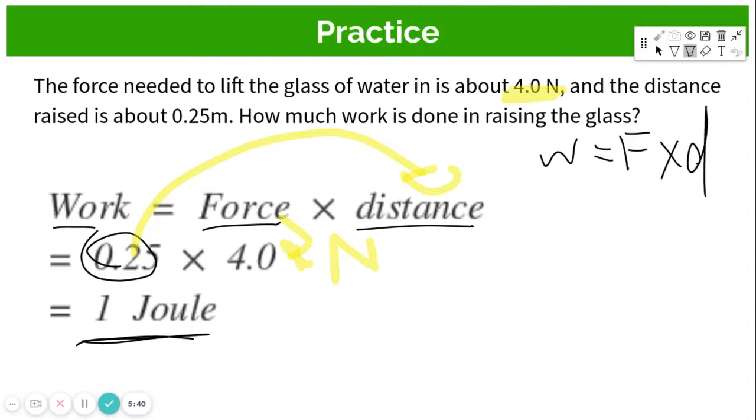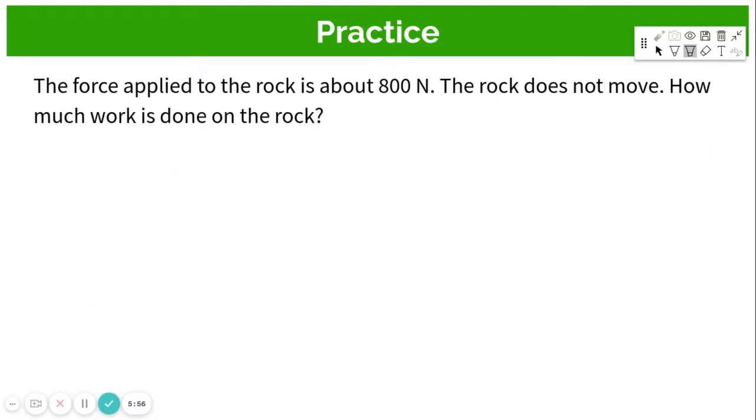Sorry if I did not say it, you are allowed to use calculators in this. I'm not testing your math side, I'm testing your understanding here. But this was a calculation you should have been able to do in your head, because it's another way of saying it's 1/4 of 4. Okay, cool. Let's try the next one.